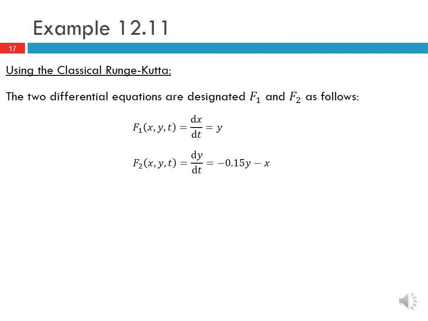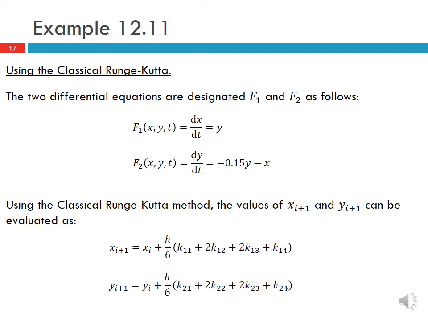Now we can solve the same problem using the classical Runge-Kutta method. Here again, we've split our second order ODE into 2 first order ODEs. So f1 of x, y, and t, which is dx/dt, is equal to y, and f2, which is dy/dt, is equal to minus 0.15 y minus x.